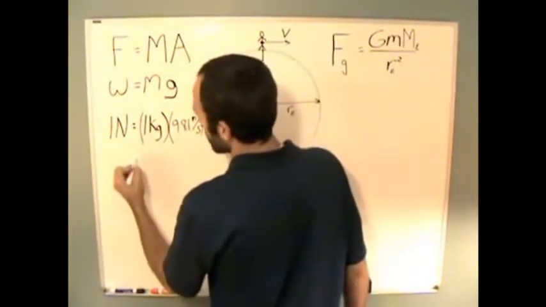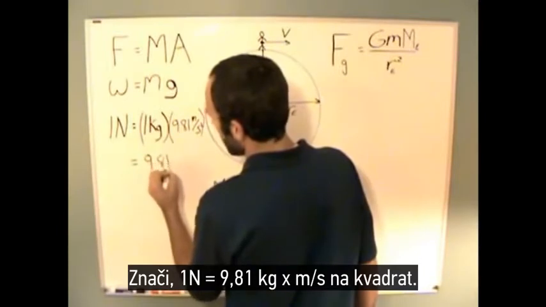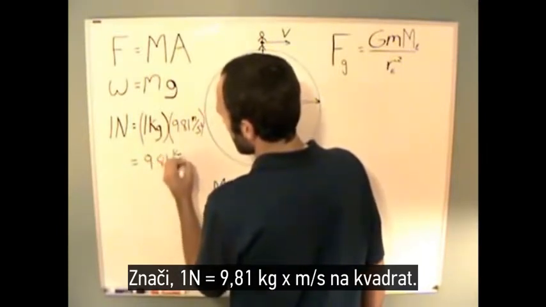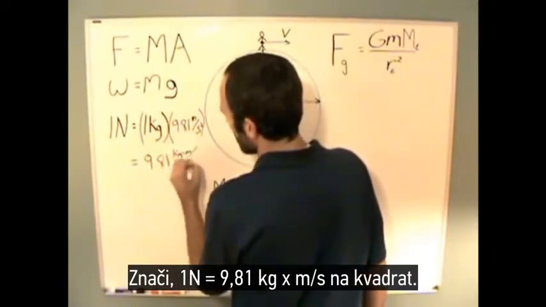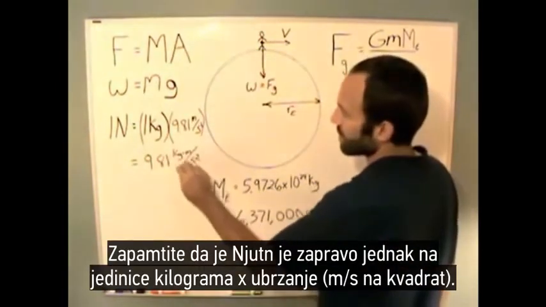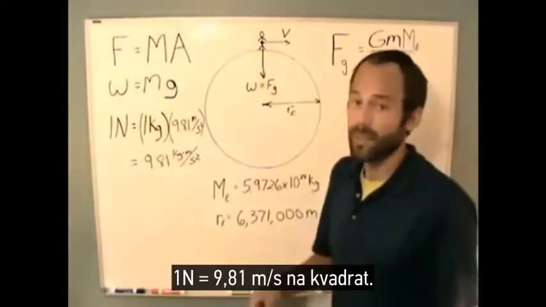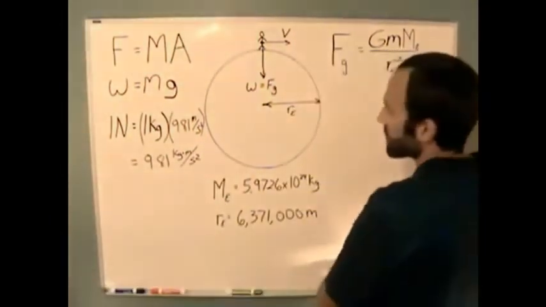So 1 newton is equal to 9.81 kilograms times meters per second squared. Okay, remember that. A newton is really equal to units of kilograms times meters per second squared. 1 is equal to 9.81.